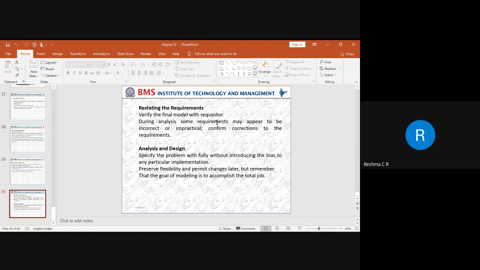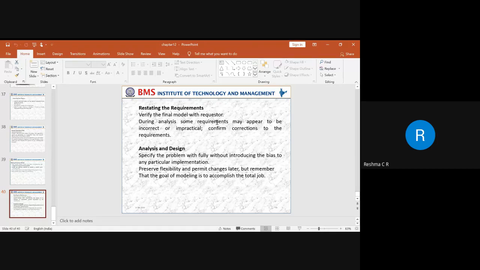whatever the criteria or specifications, all the functionalities that we have specified, should be clear, unambiguous, and in the form of an optimization criteria. It should have an optimal solution that has to be brought out through restating the requirements. And the next thing we need to do is verify the final model with respect to the requester.